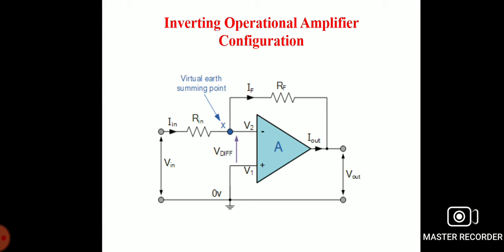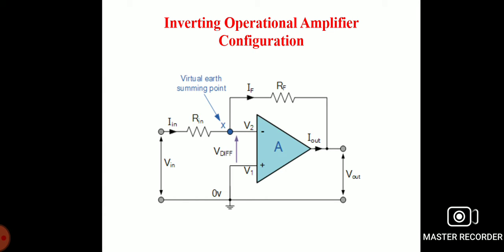There are two very important rules to remember about the inverting amplifier, or an operational amplifier for that matter: there is no current flowing into the input terminal, and the differential input voltage is 0, that is V1 equals V2 equals 0. Then by using these two rules we can derive the equation for calculating the closed loop gain of the inverting amplifier using first principles.